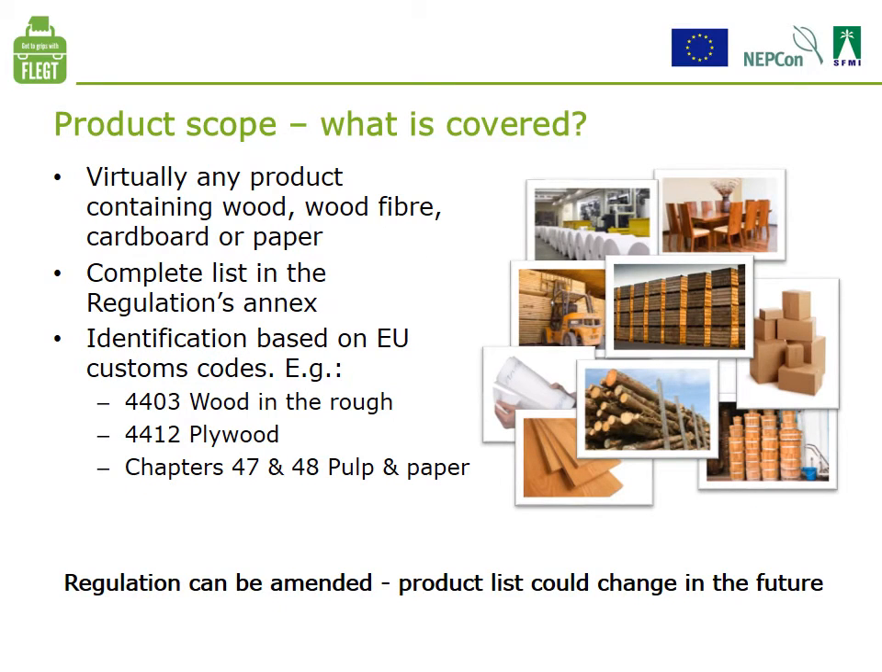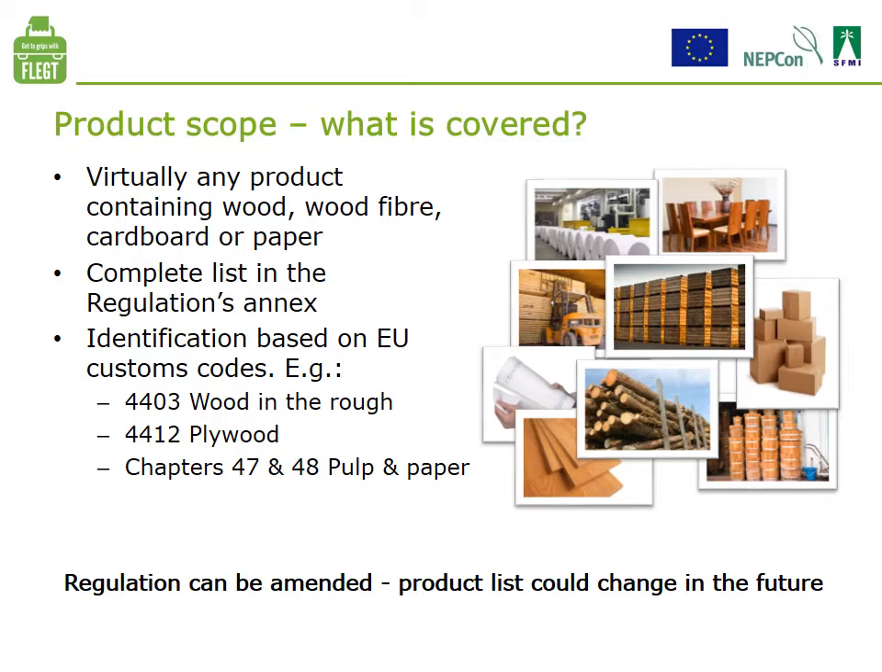Moving on, we will now look at the product scope to see which products the regulation applies to. Basically, the EUTR applies to virtually any product containing paper, cardboard, wood fiber, or wood, with some exceptions like bamboo products and printed publications. The EUTR document itself contains an annex on the last 2 pages which lists all of the product types it applies to.